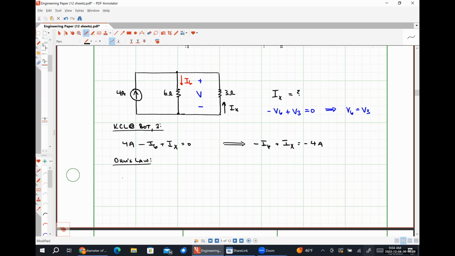And express the current I6 in terms of that voltage V. How am I going to do that? V divided by 6 ohms. Absolutely correct.